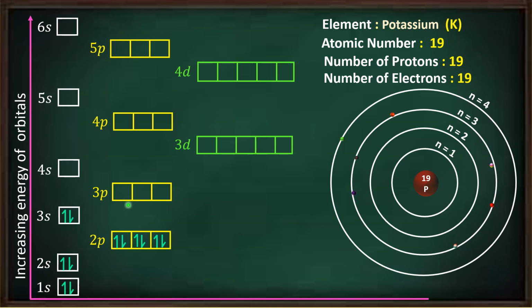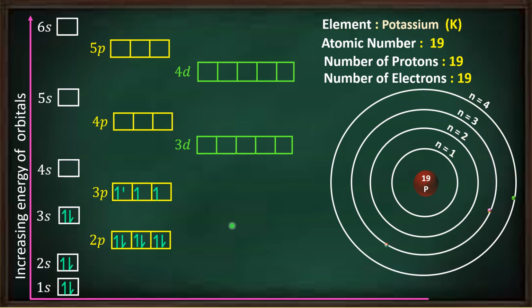Next, 13th electron occupies one of the empty orbitals of 3p, isn't it? Next, 14th electron occupies the other empty orbital of 3p. Next, 15th electron occupies the third empty orbital of 3p. Now pairing will take place. So 15 electrons have been filled: 2, 2, 4, 4 and 6, 10, 10 plus 2, 12 plus 3, 15.